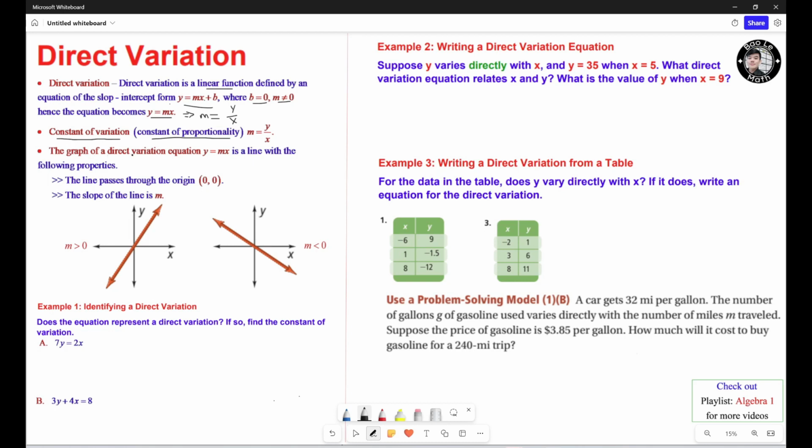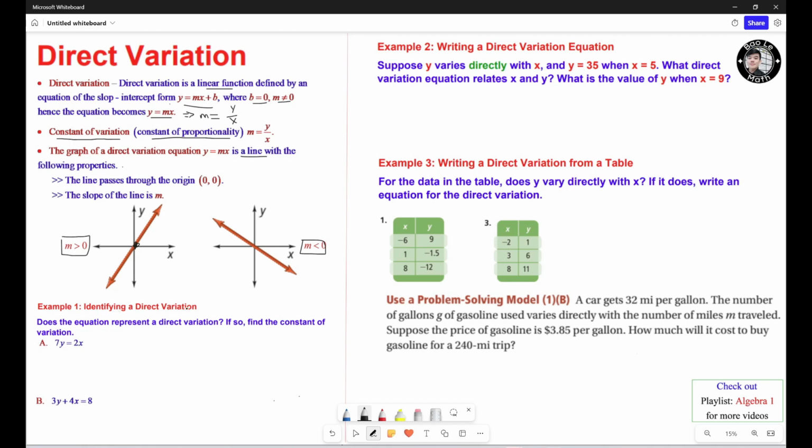The graph of a direct variation equation y equals mx is a line with the following properties. The first one, the line passes through the origin. Second, the slope of the line is m. If m is greater than 0, the line goes up. If m is less than 0, the line goes down. Alright, let's take a look at the first example.